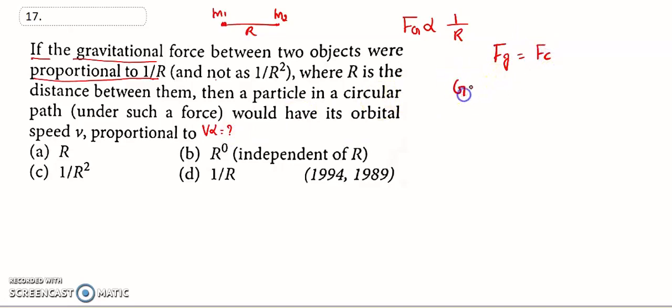So the gravitational force is G m1 m2 divided by r, proportional, and that is equal to m v square divided by r. Now r gets cancelled, one m cancels. So v is proportional to only m, not r, so it does not depend on r. That is, option B is the right answer for the 17th question.